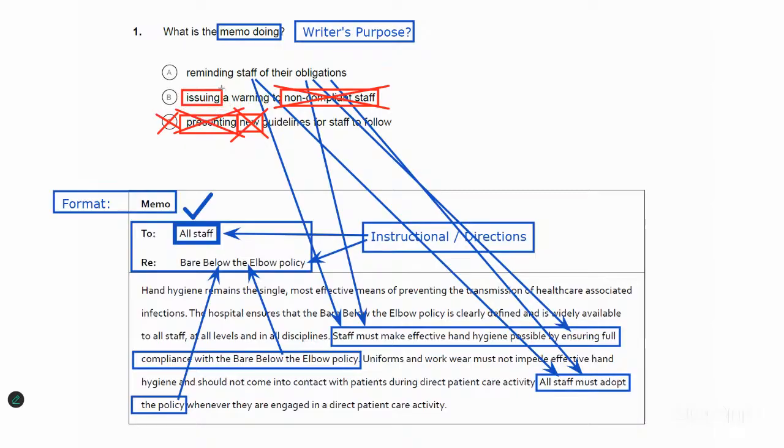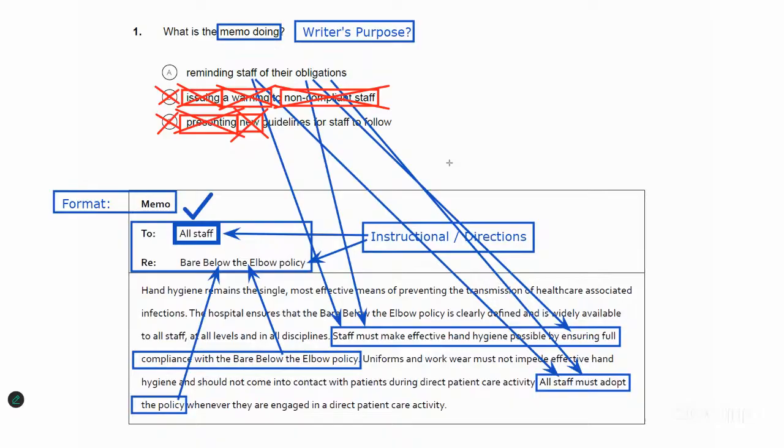Is there any warning? No, there is no warning here. It is not issuing a warning here. So B is ruled out. Try to understand that. Next. So B is also ruled out and C is also ruled out.